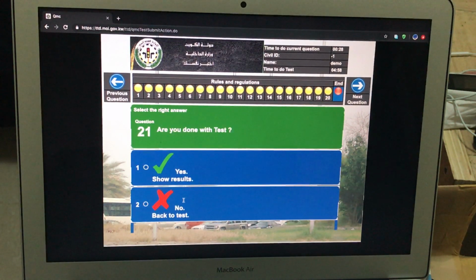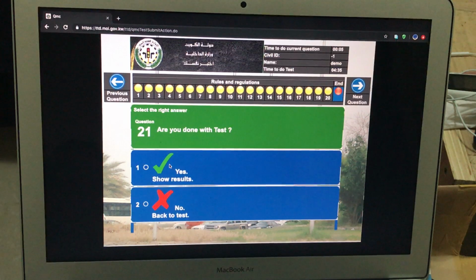So here I have attended all the 20 questions. As you can see, all the bulbs are yellow from red, and I am almost at the end. So here the question is, are you done with the test? If I select yes, then it will show the result, and it is written, show result. If I select no, it will go back. Okay, you can retest again.